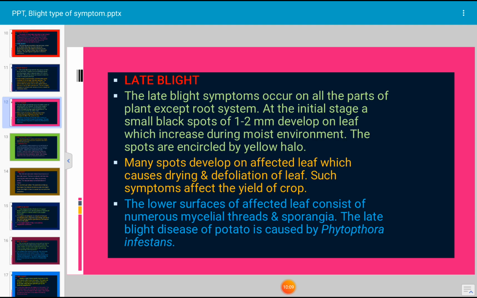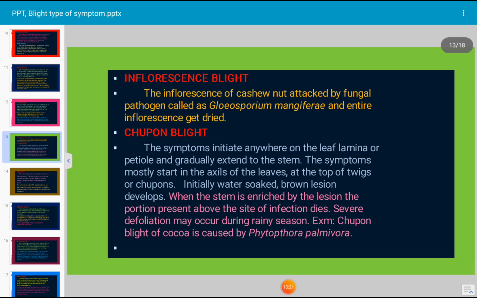The lower surface of the affected leaf consists of numerous mycelial threads and sporangia. The late blight disease of potato is caused by Phytophthora infestans. Let us see the inflorescence blight. The inflorescence of cashew nut is attacked by a fungal pathogen. The name of the pathogen is Gloeosporium mangiferae, and the entire inflorescence gets dried. That is described as inflorescence blight.